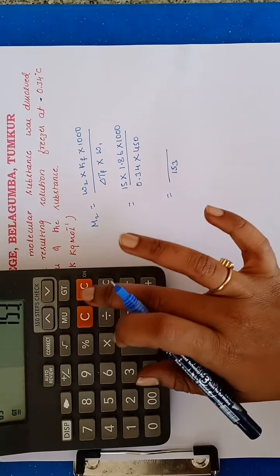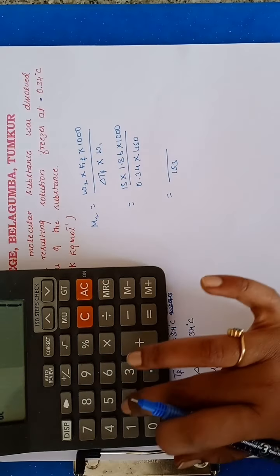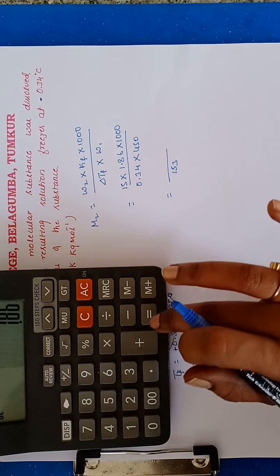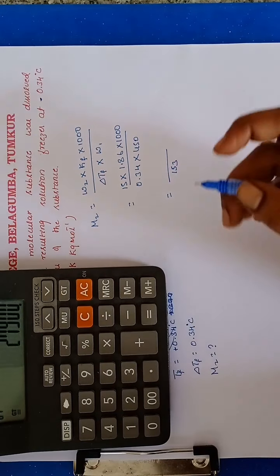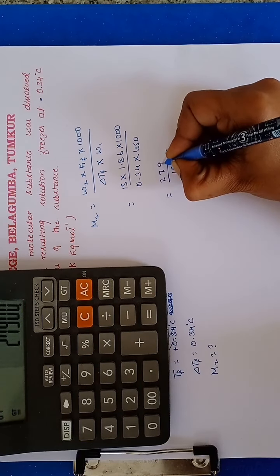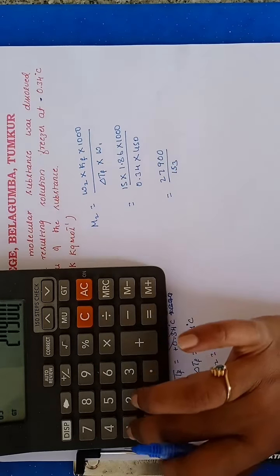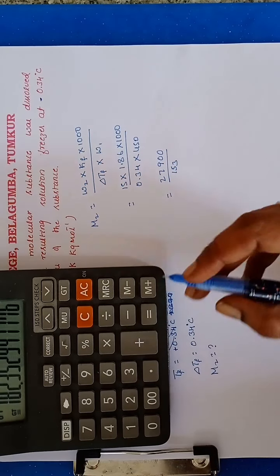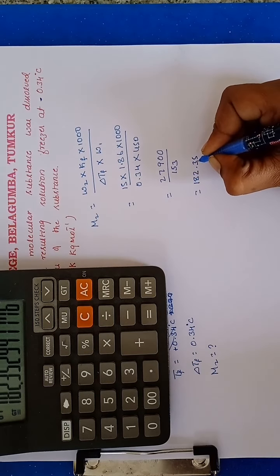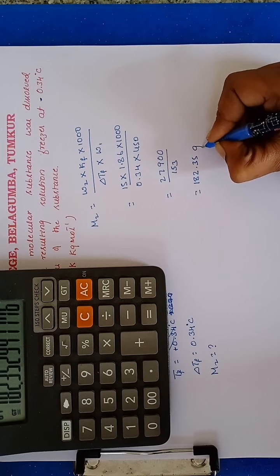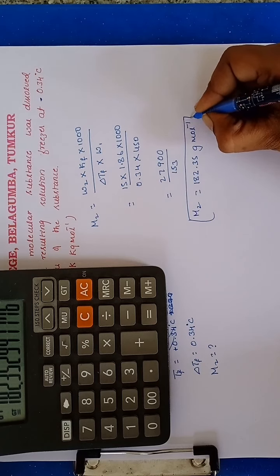Then 15 into 1.86 into 1000, we are going to get 27900. This divided by 153, we are going to get 182.35. That is 182.35 gram per mole. This is the unit for the molecular mass of the solute.